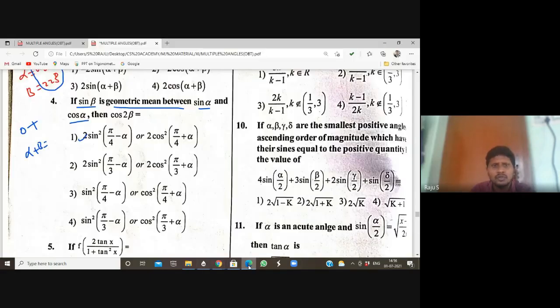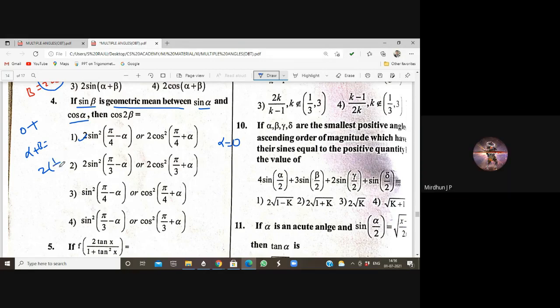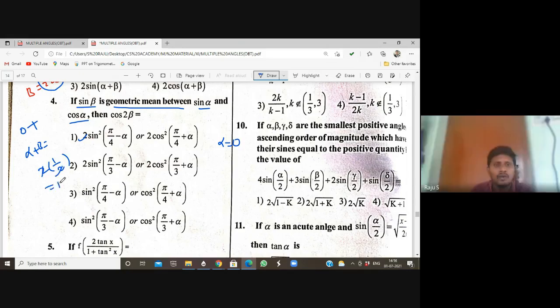So when we substitute, which of the following options will give 1? When I substitute alpha value 0, check the first option. 2 times sine of (pi by 4 minus 0), means pi by 4. What is sine pi by 4? 1 by root 2. So root 2 times 1 by root 2, sine pi by 4, so 1. In the same way, 2 times 1 by 2 means 1. Okay, first option satisfying the condition.